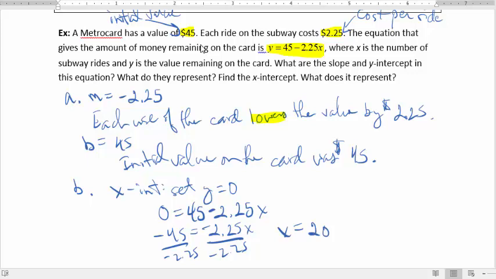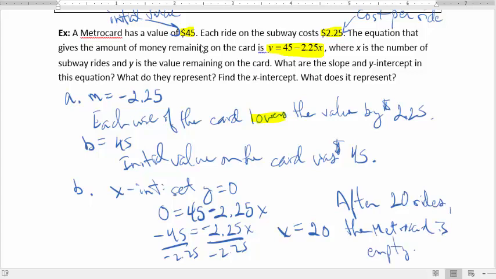What that means in this case is after 20 uses or rides, whatever you want to call it, the Metro card is empty. It has $0 left on it. That would be the meaning of the x-intercept. In a lot of these cases the x-intercept is kind of like the ending point. The y-intercept is the starting point, and the x-intercept is like the ending point.